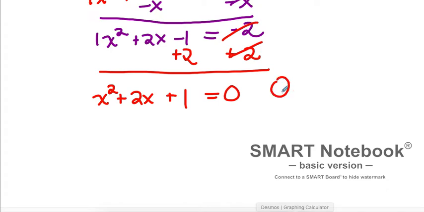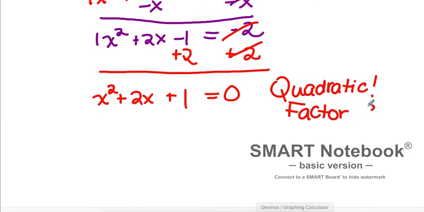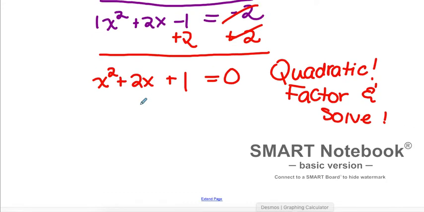Notice this is a quadratic, which means we have to factor and then solve. Not the best handwriting, but it's all right. We have to factor this. Hopefully it's an easy one, and it looks like it is. Two numbers that multiply to 1 and add to 2 is just 1 and 1, right?